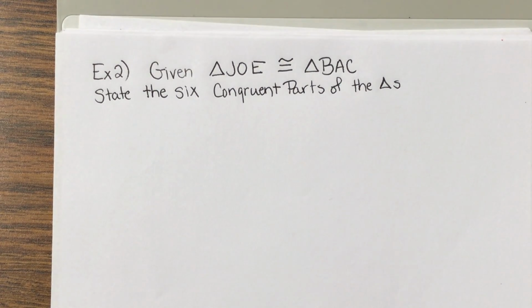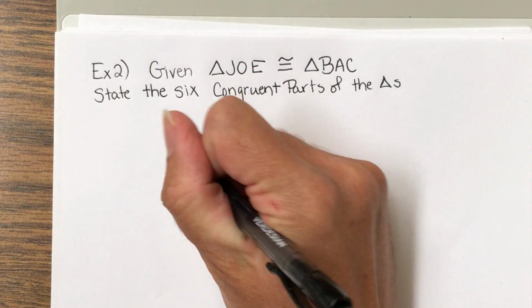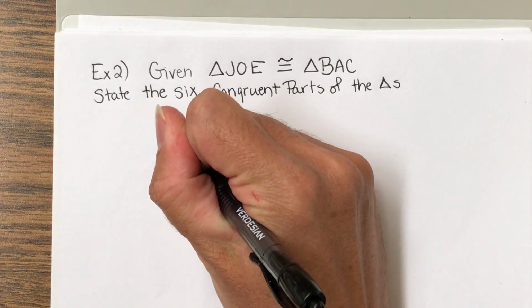So in this example, we are given a statement, not a picture. We are told that triangle JOE is congruent to triangle BAC. So you can always draw a picture if you want to, or you can set up your six parts just by going the order that you're supposed to go in. So I'm going to start with my corresponding congruent angles.